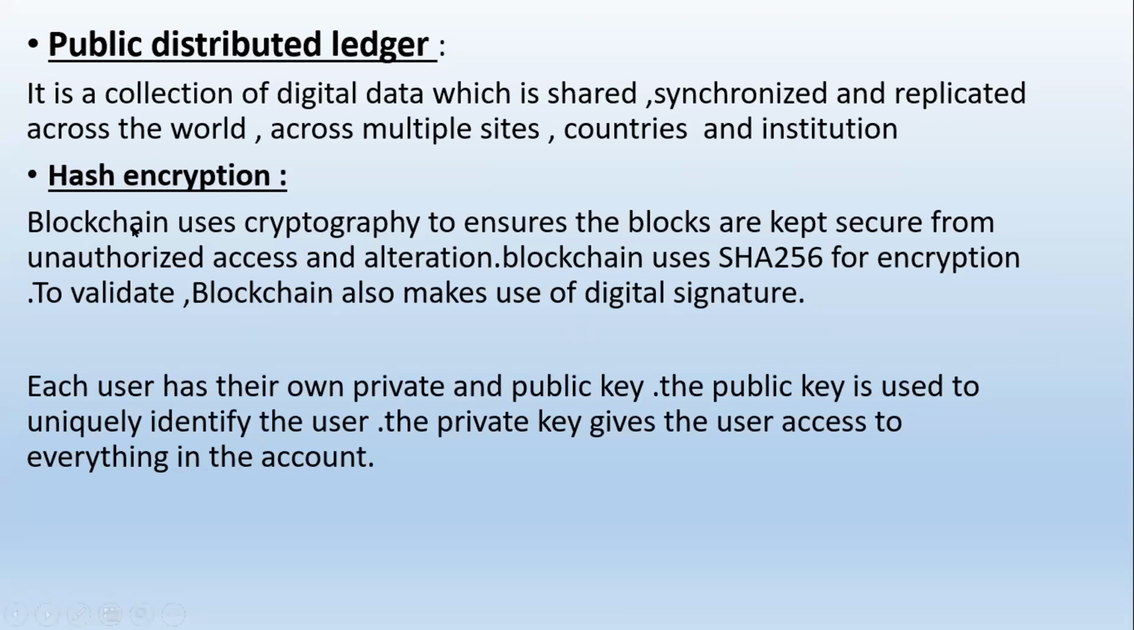Then they use hash encryption. A blockchain uses cryptography to ensure the blocks are kept secure from unauthorized access and alteration. Blockchain uses SHA-256 for encryption. To validate, blockchain also makes use of a digital signature. Each user has their own private and public key. The public key is used to uniquely identify the user. The private key gives the user access to everything in the account.